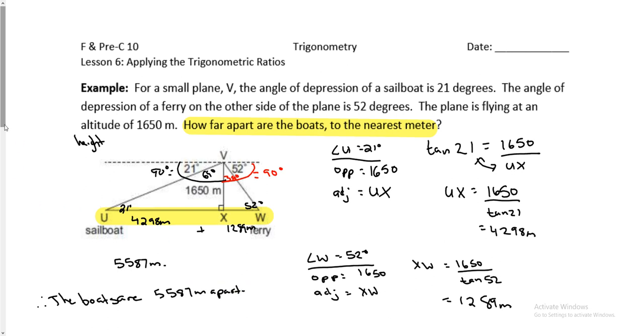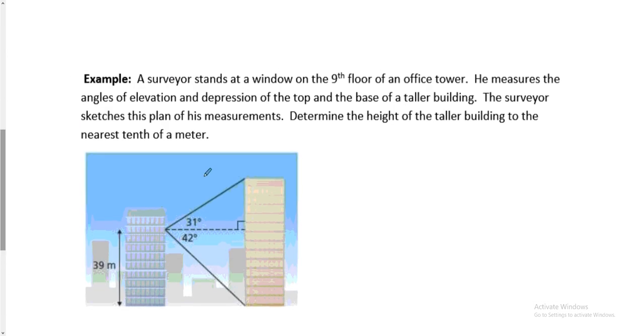Okay. Last example, a surveyor stands on the window of a 9th floor of an office tower. He measures the angles of elevation and depression at the top and the base of a taller building. The surveyor sketches the plan of his measurements, determine the height of the taller building to the nearest tenth of a meter. So, first things first, this 39 meters, this is also 39 meters, this distance, which is critical to know.